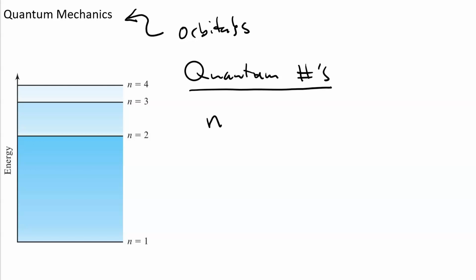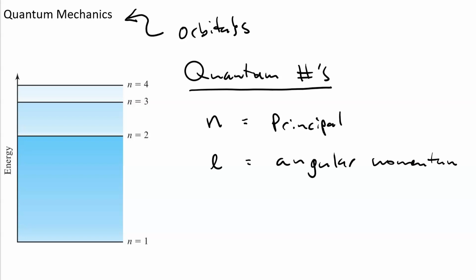They are n, Bohr's principal quantum number; L, the angular momentum quantum number, also known as the azimuthal quantum number; M sub L, the magnetic quantum number; and M sub S, the spin quantum number.